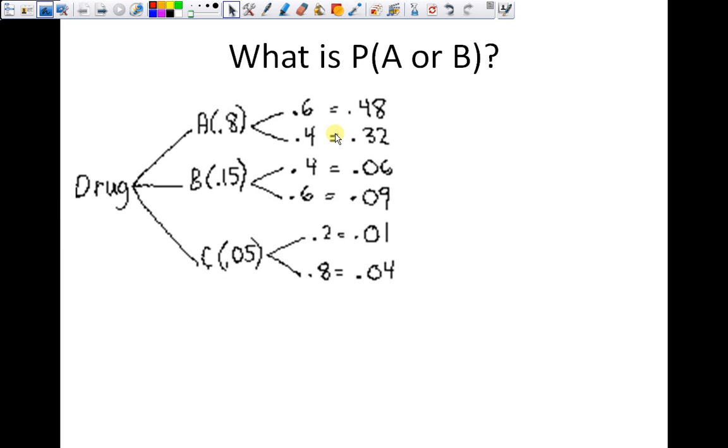Now the next one says, what is the probability of A or B? What's the probability that you use drug A or B? Well, these are mutually exclusive events, or sometimes we call disjoint events. You're not going to use drug A and drug B together on the same case. Well, I guess that is possible, but it's not relevant to the problem here. So they're disjoint, so you can just add those up. That's 0.8 plus the 0.15. That's a 95% chance that either A or B is used. There's a 5% chance that you don't use A or B.